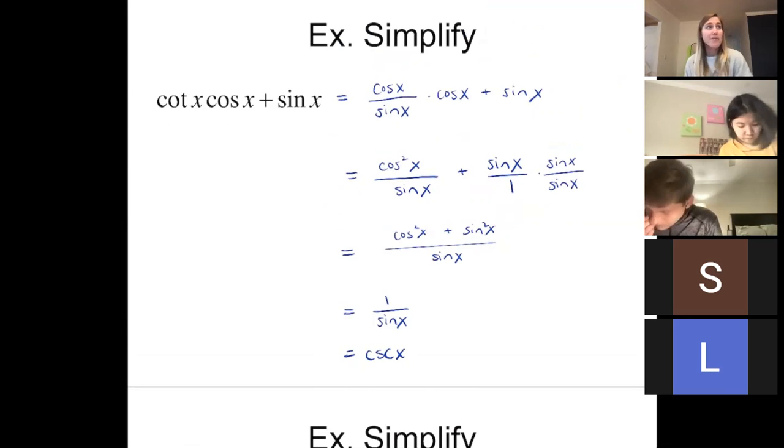If you wanted to graph cosecant on your calculator, you could type that in, but you could also type that crazy expression in for the function. It would graph the same thing. It's craziness.